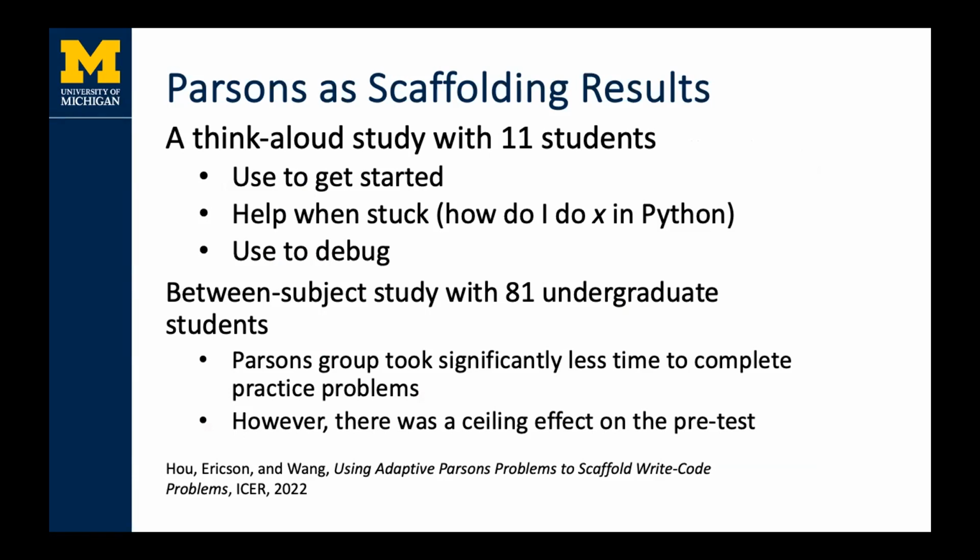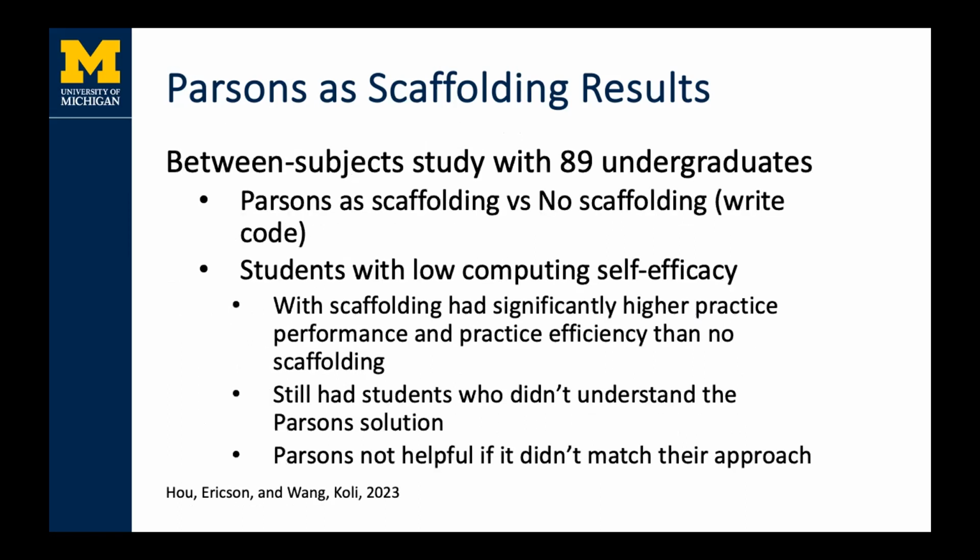Then we also did a between-subject study with 81 undergrad students, and the people in the Parsons group took significantly less time to complete the practice problems. However, when we tested pre-post, there was a ceiling effect on the pre-test. So we ran another study with 89 undergrads, with Parsons as scaffolding versus no scaffolding, and particularly looking at students with low computing self-efficacy, which we measured with a pre-test. People in the Parsons as scaffolding group had significantly higher practice performance and practice efficiency than the no scaffolding group. But we still had students who didn't understand the Parsons solution. They could get to a correct solution, but not understand it. And they didn't find the Parsons problem as helpful if it didn't match their approach.